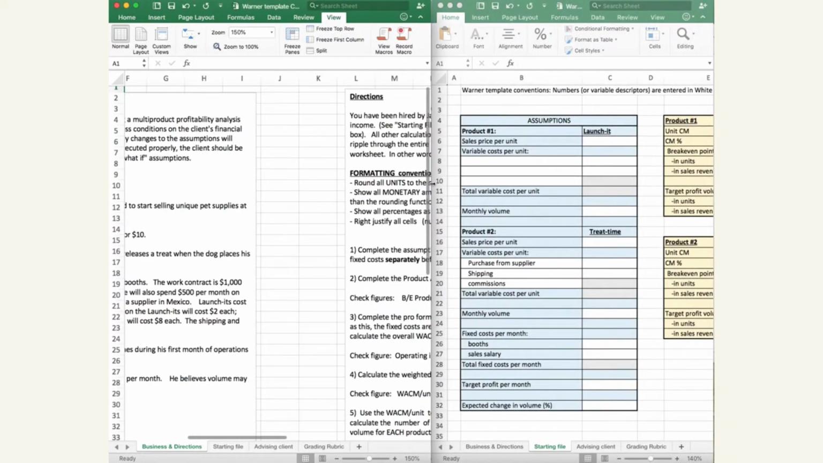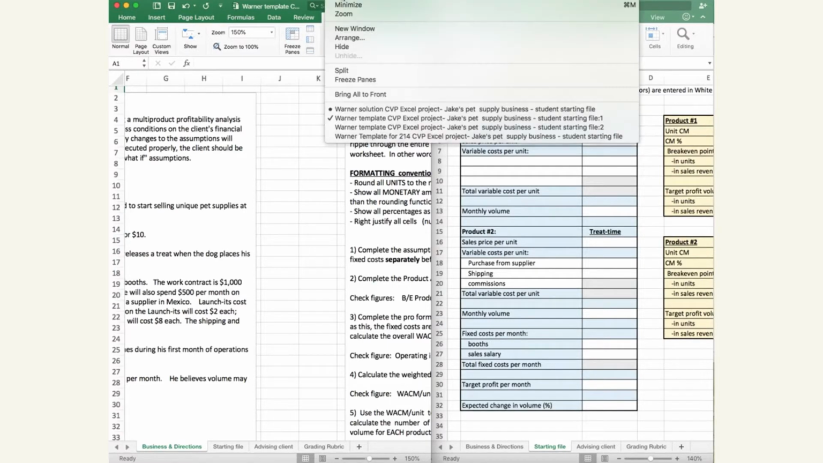The way you do that in Excel in the Mac version is you got to go up to a menu bar, the menu bar that you can't actually see on this recording. It's up at the very top, and you go to the window and then you say new window, and it'll open up a second iteration.